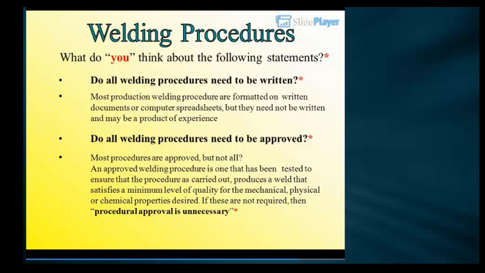Do all welding procedures need to be approved? Most procedures are approved, but not all. An approved welding procedure is one that has been tested to ensure that the procedure as carried out produces a weld that satisfies a minimum level of quality for the mechanical, physical or chemical properties desired. If these are not required, then procedural approval is unnecessary.